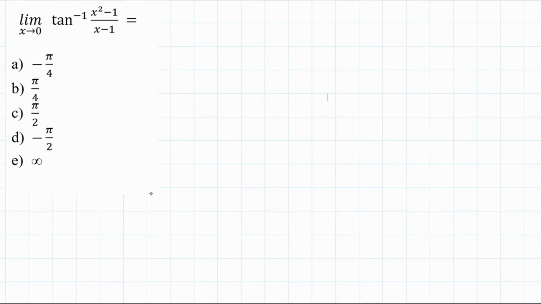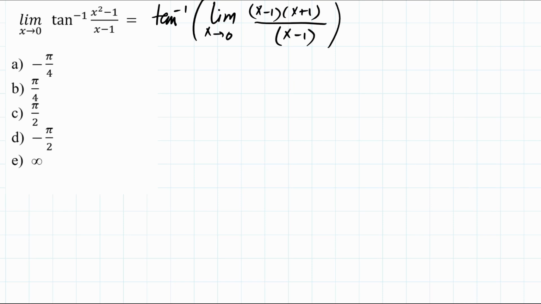In this limit I can pass the limit to the argument of the function because the tan inverse is a continuous function. So therefore I can write this limit as tan inverse of the limit as x goes to 0. I can also factor x squared minus 1 into (x minus 1) multiplied by (x plus 1), divided by (x minus 1), and use parentheses here too.